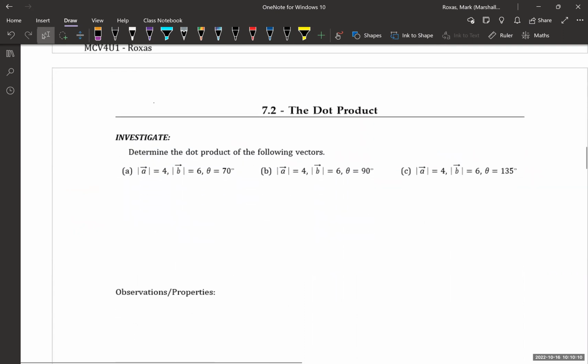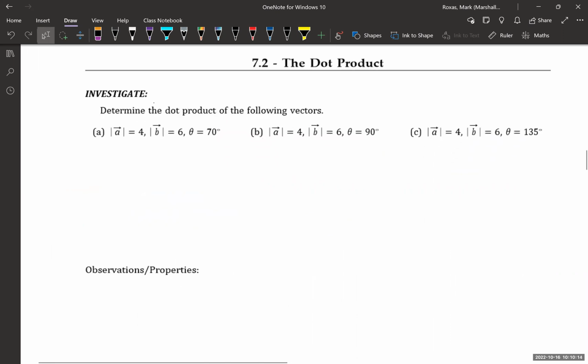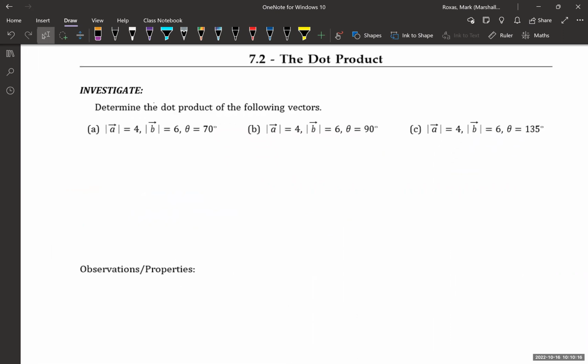I want you to take a few moments, pause the video again, and try these three questions. I want you to investigate what's happening here with these vectors. They're all the same vectors with the same magnitudes, just the angles are all different. So try and see, and tell me what you get when you do these questions. Pause the video now.